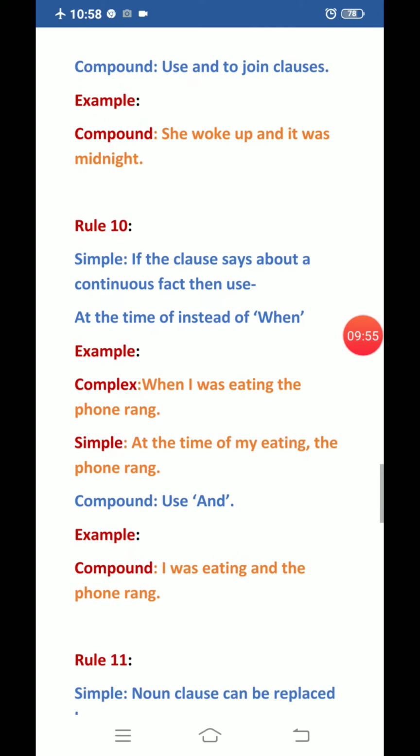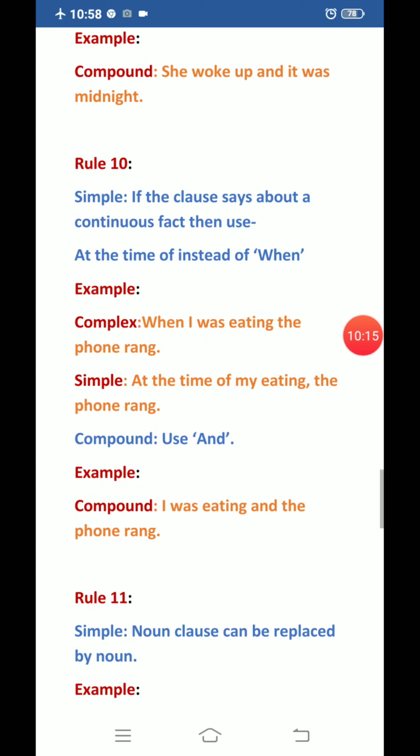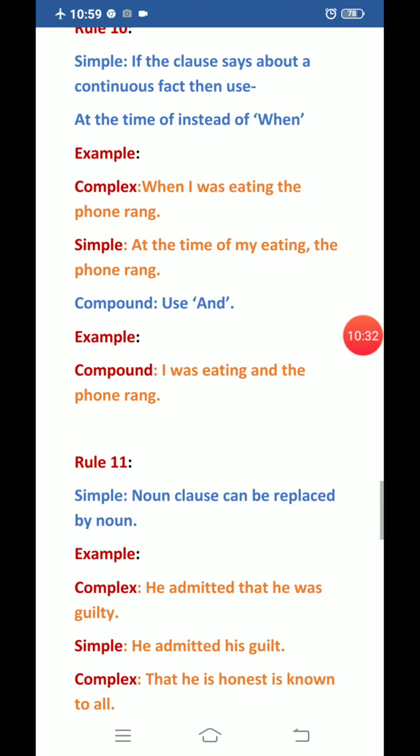Rule number 10. From complex to simple sentence. If the clause says about a continuous fact, then use "at the time of" instead of "when." Example, complex sentence: When I was eating, the phone rang. Simple sentence: At the time of my eating, the phone rang. Rules for compound sentence: use "and." I was eating and the phone rang.